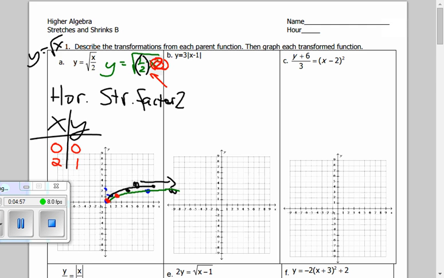Okay, so reminder, XY charts are a great way to check and see if you're doing it right.